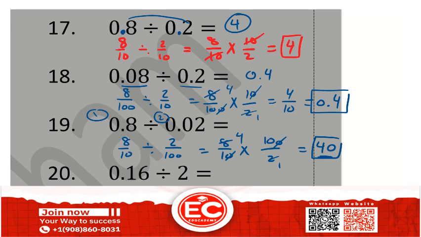0.16 divided by 2, you can write it as 16 over 100, multiplied by 1 over 2, which is 8 over 100, which is 0.08. Whatever the method that you are using to solve, the important thing is that you reach 0.08.